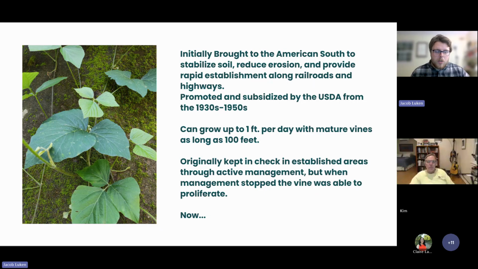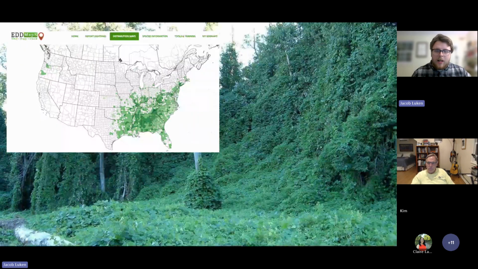So, what does kudzu look like today? Where is it? Where's it spread? It's all throughout the American South.